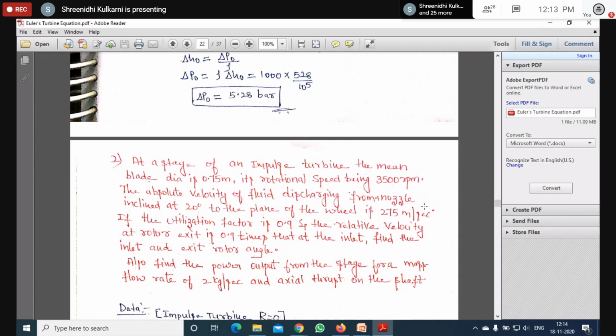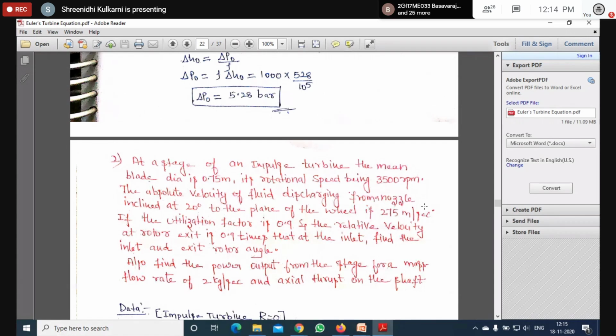If the utilization factor is 0.9, and the relative velocity at rotor exit is 0.9 times that at the inlet.